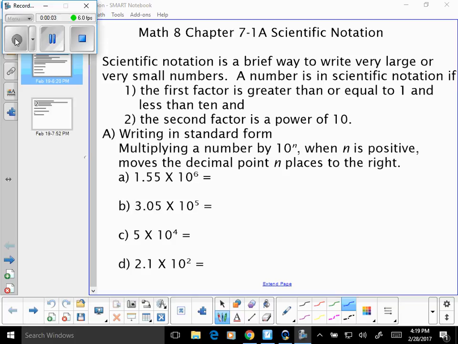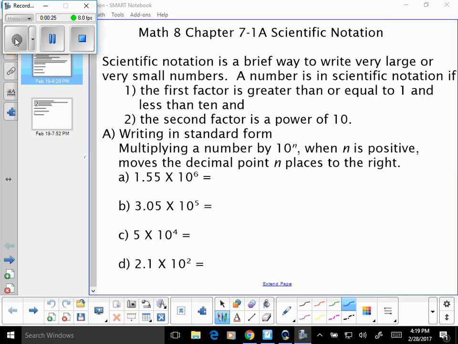Hello class, this is the first lesson in Chapter 7, Chapter 7.1a, Scientific Notation. When we talk about scientific notation, we are really talking about a very brief way to write very large numbers or very small numbers so that we don't have to use quite as many zeros in particular.